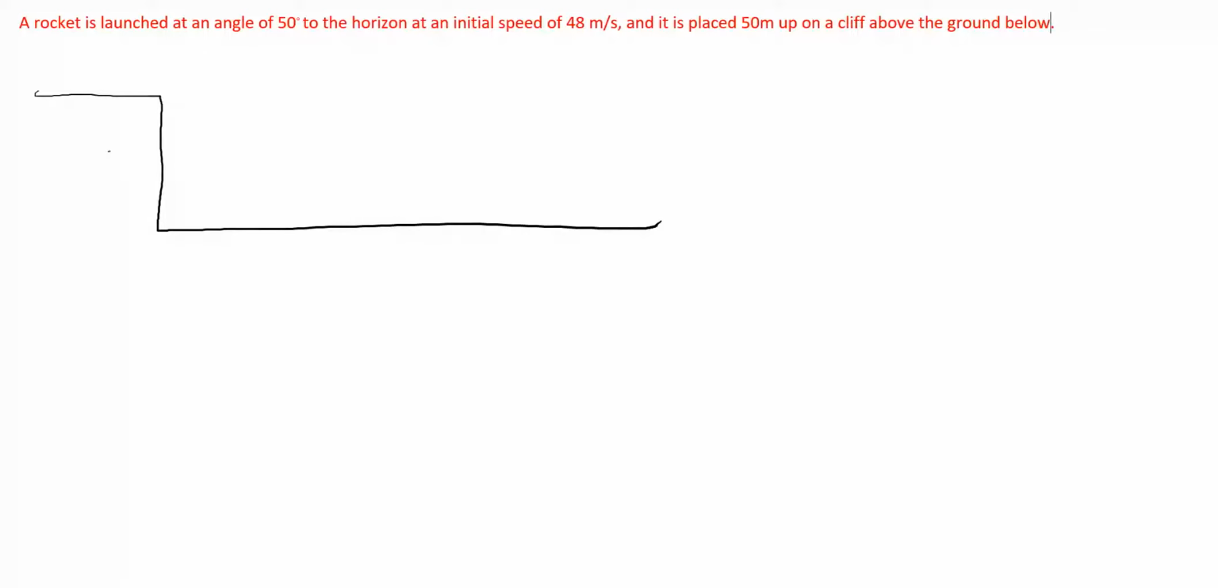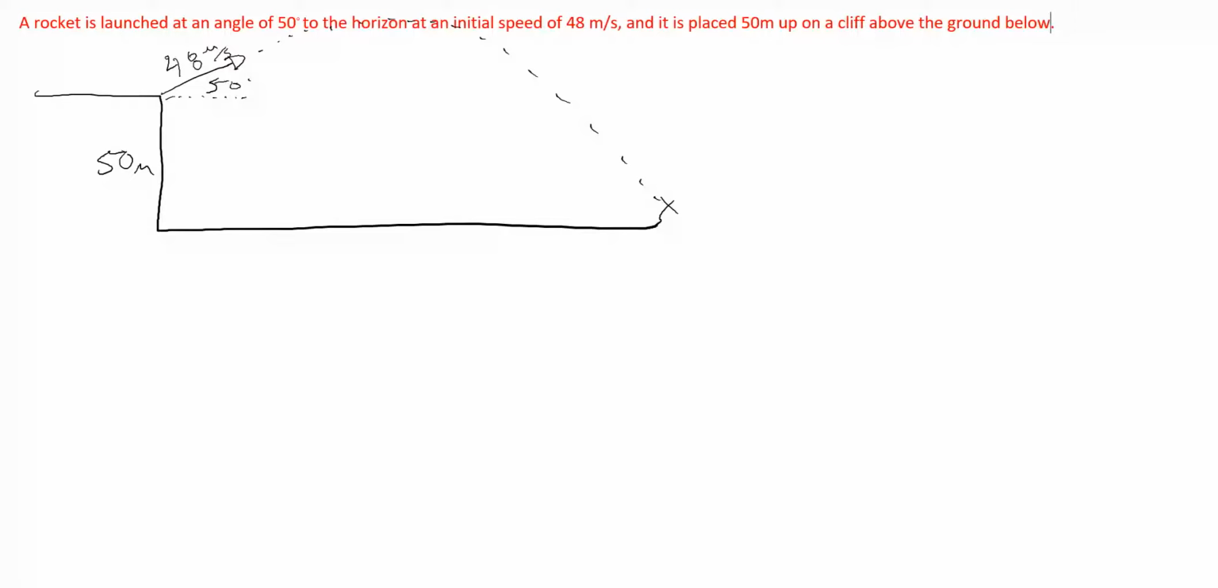So first we want to draw a picture to help us understand what this looks like. So this is our 50-meter cliff, and here is our projectile that is launched above, 48 meters per second at an angle of 50 degrees. So just like before, we want to find out what is the range of this rocket. Our first step is the same.